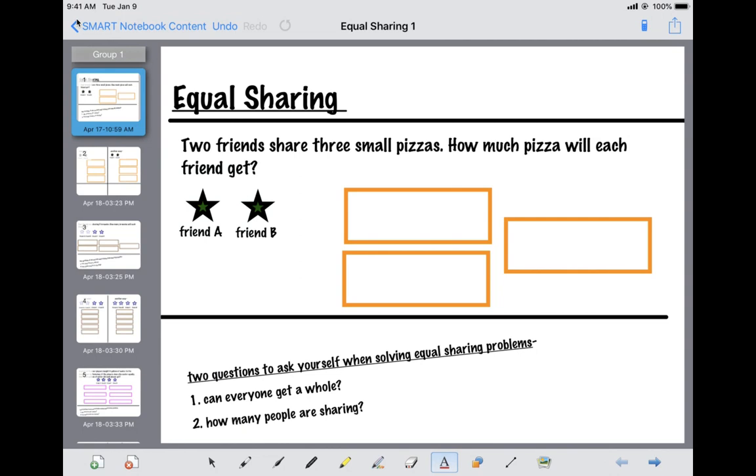Let's try some examples. Two friends share 3 small pizzas. How much pizza will each friend get? If you take a look at my drawing, I've represented my two friends, friend A and friend B, as 2 stars. And my 3 pizzas I represented as 3 rectangles because rectangles are easy to divide. I'm going to show how we can share the 3 small pizzas equally between the 2 friends in 2 different ways.